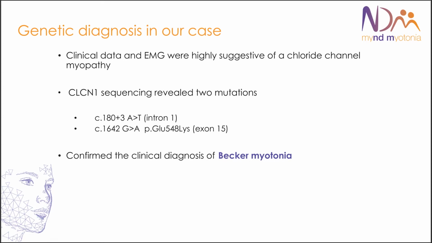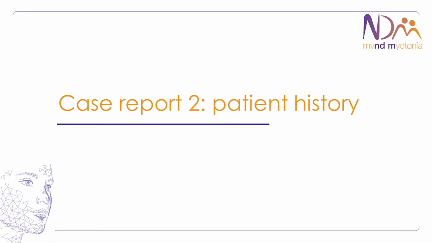So in our case, the clinical data and the EMG were highly suggestive of chloride channel myopathy. We sequenced this gene and we identified 2 mutations that were already described in this disease and confirmed the clinical diagnosis of Becker myotonia.